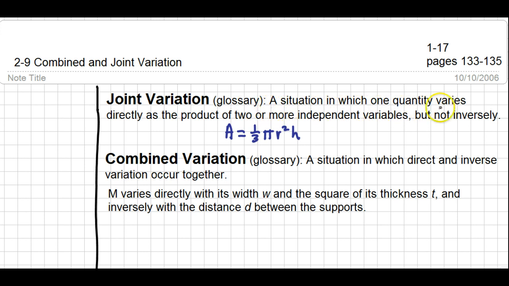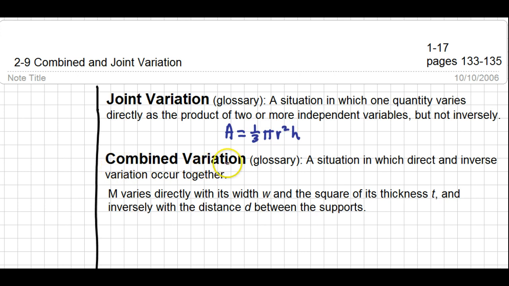a situation in which one quantity varies directly as a product of two or more independent variables, and there's no inverse involved. So this is basically a direct situation with multiple variables. So you can see here the formula for area, I think it's area of a pyramid, is 1/3 pi r squared h. So there are two independent variables here, the radius and the height. So this would be considered direct, going on multiple times. So we would consider this a jointly varying set of variables.